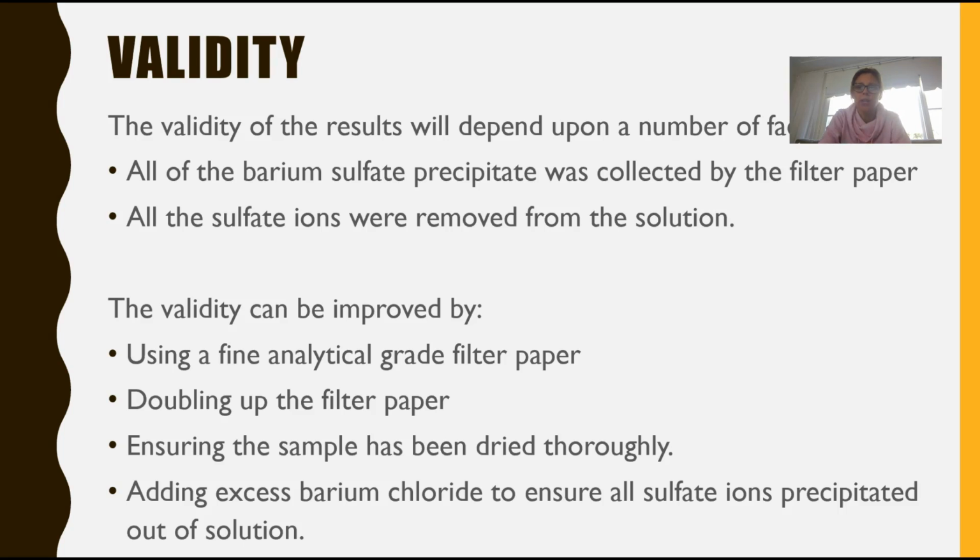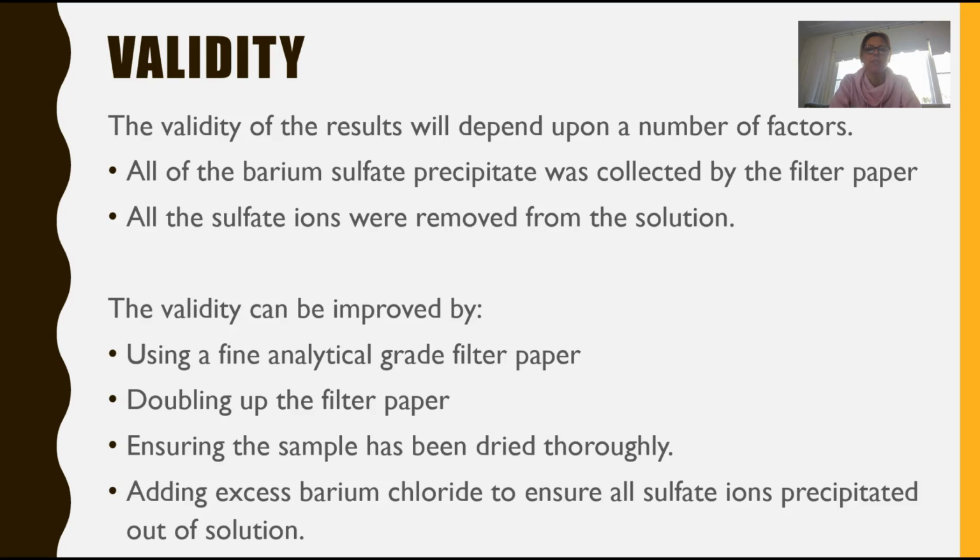So one of the things you're going to need to be looking at, particularly with the experiment that you're currently conducting, is the validity of the experiment. And that's obviously going to depend on a number of factors. With our validity, we've got to make sure that, one, all of our barium sulfate precipitates out. That happens by adding excess barium chloride. We need to also make sure that all of that precipitate was actually collected by the filter paper.